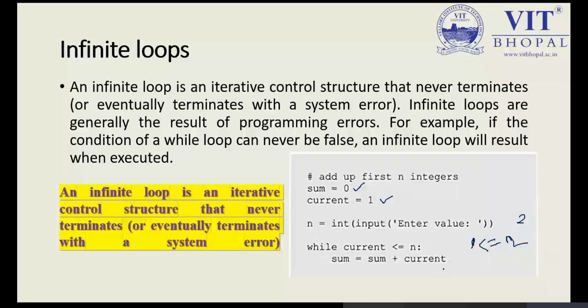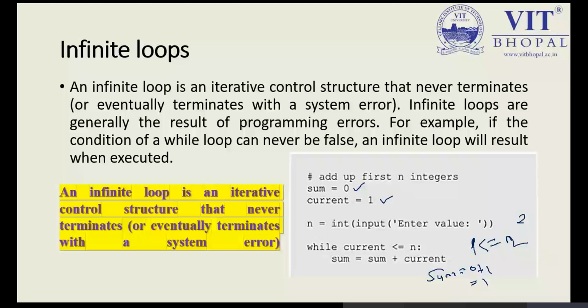So what is the sum equal to? Sum will be, suppose, 0 plus current. What was the sum? It was 0 and current was 1. So initially it becomes 1. Sum will be 1. And now it will check the condition current. What was the current value? 1 is less than or equal to 10, and definitely the condition is again true.